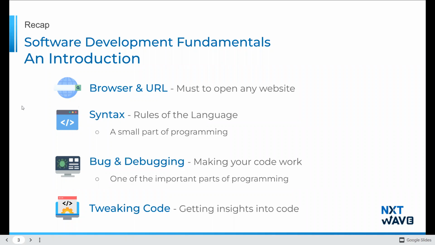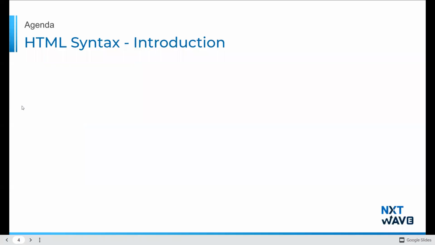And bugging and debugging. A bug is when we make a mistake, and that raises a bug. Debugging is recorrecting your mistakes in the code, and also visiting the code to get insight into it. Then we will go to today's agenda.